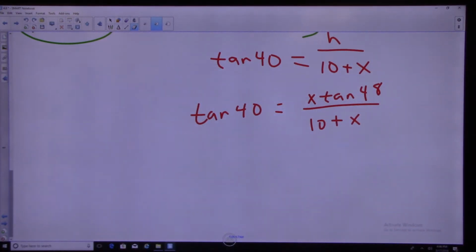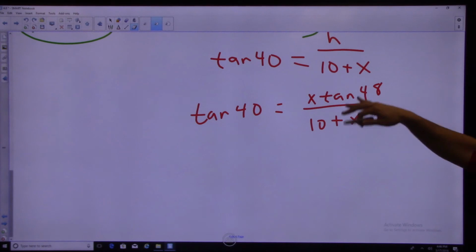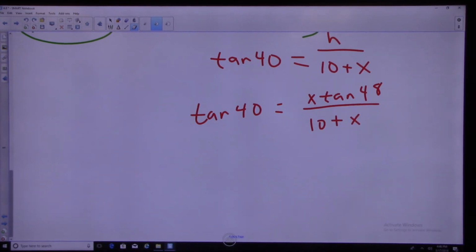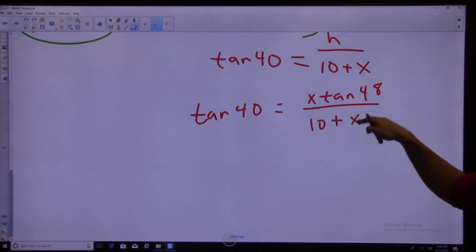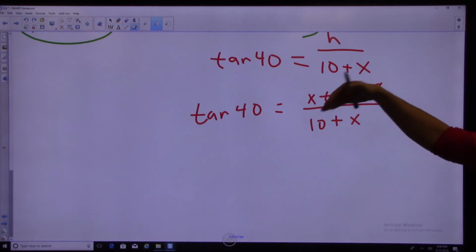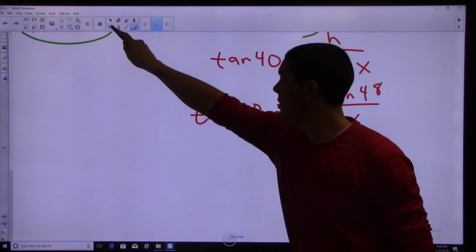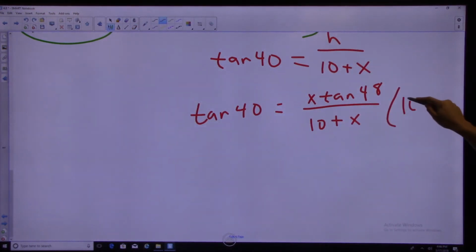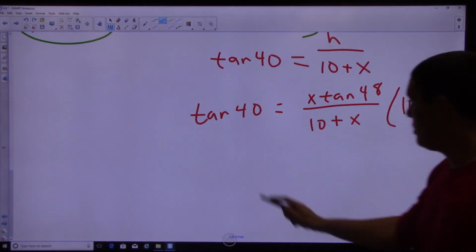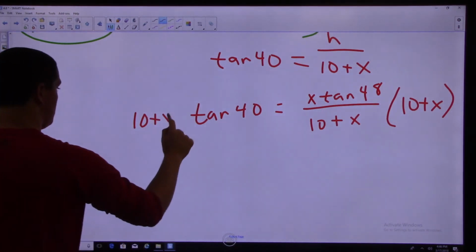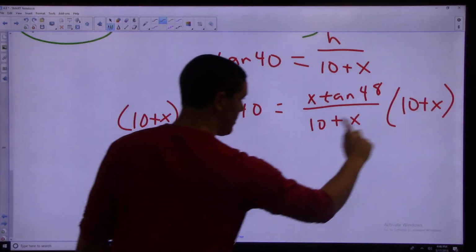Now, the next thing I want to do is, well, I've got a fraction here. I'd like to get rid of fractions, not have to work with them. So if I want to undo this denominator, division by 10 plus x, how do I undo division by 10 plus x? Well, I multiply by 10 plus x on both sides. Whatever I do to one side, I've got to do to the other. Okay, so those will cancel, those will cancel.